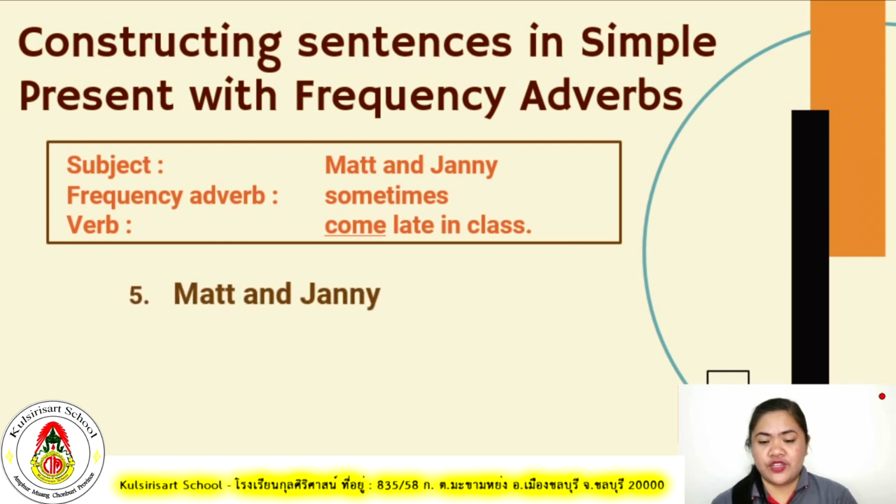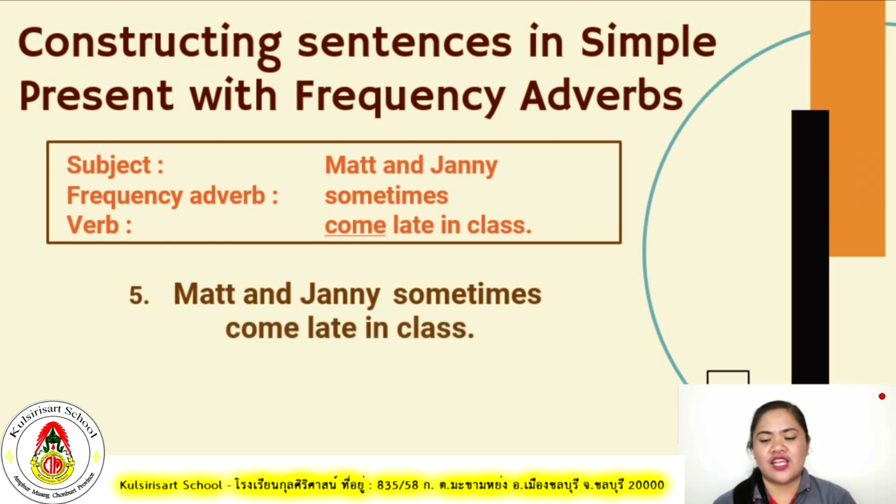Now, the frequency adverb to be used is sometimes. Of course, after the subject, we will use the frequency adverb, sometimes. Now, we have here 2 persons as the subject. What will happen to our verb here? Very good. Use the base form. So, no S, no ES, no ED. It will only be come. And then, the continuation late in class. Matt and Jenny sometimes come late in class.